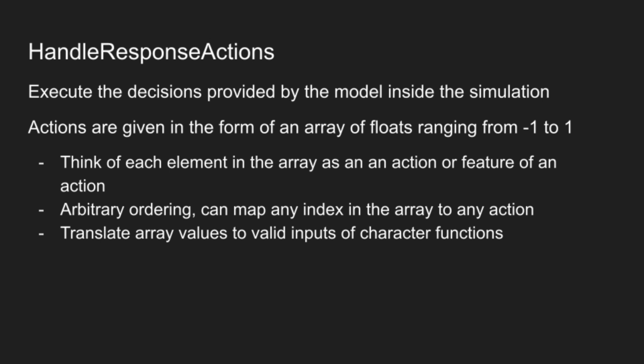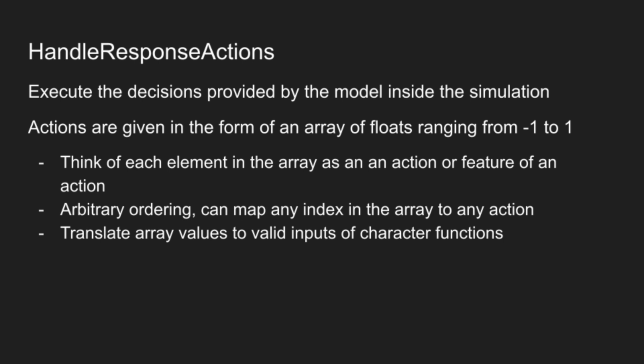In the handle response actions method, we're going to execute the decisions made by our model and perform corresponding actions in the simulation. These decisions come in as an array of floats ranging from -1 to 1. Think of each index representing a specific character action or feature of an action. We need to create a mapping of these array indices to character actions in our blueprint.